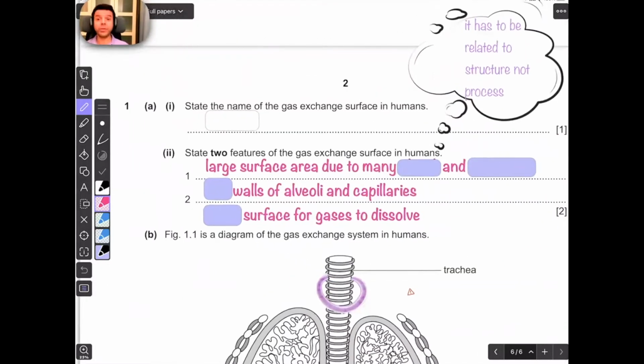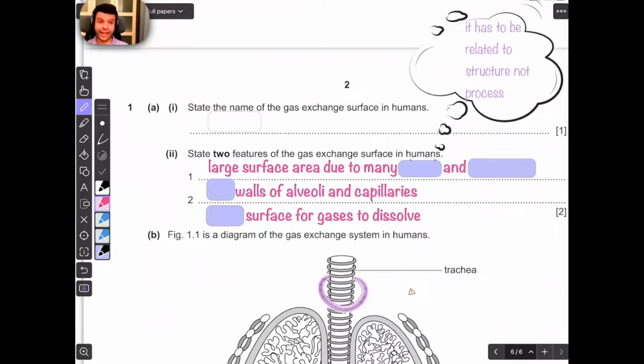The first question talks about gas exchange. They're asking us to state the name of the gas exchange surface found in humans. That's what we call the alveoli, right? So you exchange gases by diffusion in the alveoli of the lungs, okay?